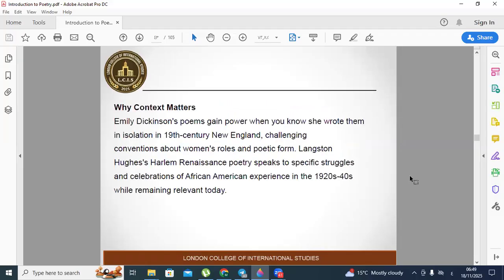Now let's go to why context matters. Let me give you specific examples of why context matters. Emily Dickinson's poems gain tremendous power when you know she wrote them in isolation in 19th century New England, rarely leaving her home, challenging conventions about women's roles and the poetic form.